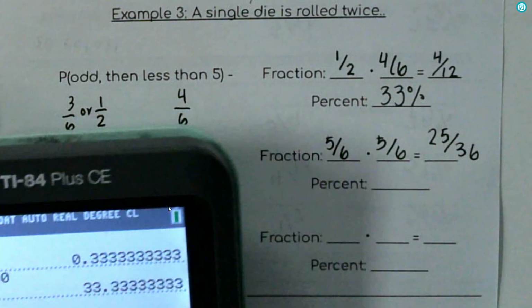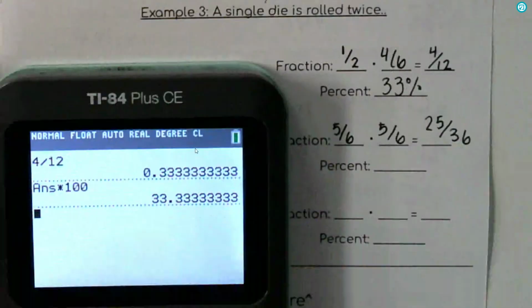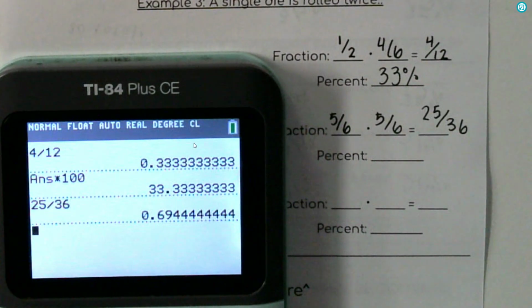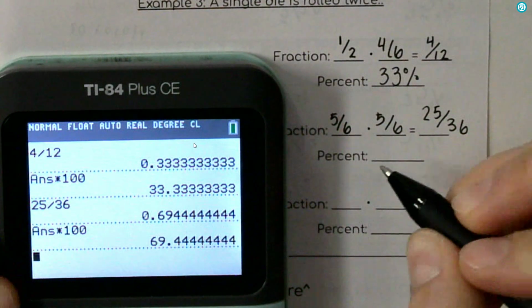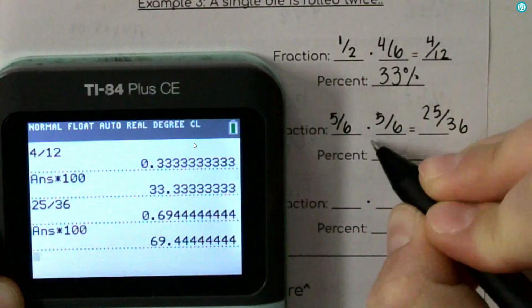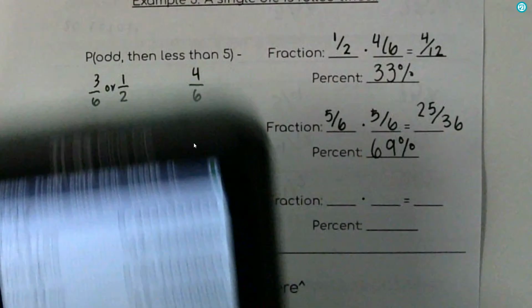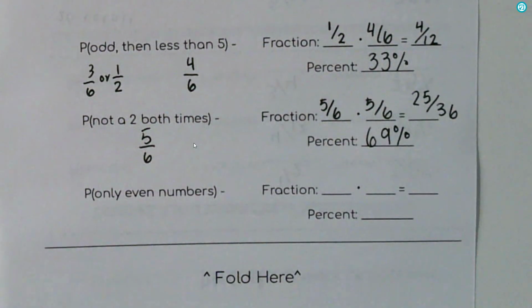So let's say you're playing a game, and if you roll a 2, you lose a turn, or the other person wins or something. So you don't want that to happen. 25 out of 36 is 0.694, multiply that by 100, 69.4. Does that round up or stay the same? Stay the same, 69%. Hey, any questions?